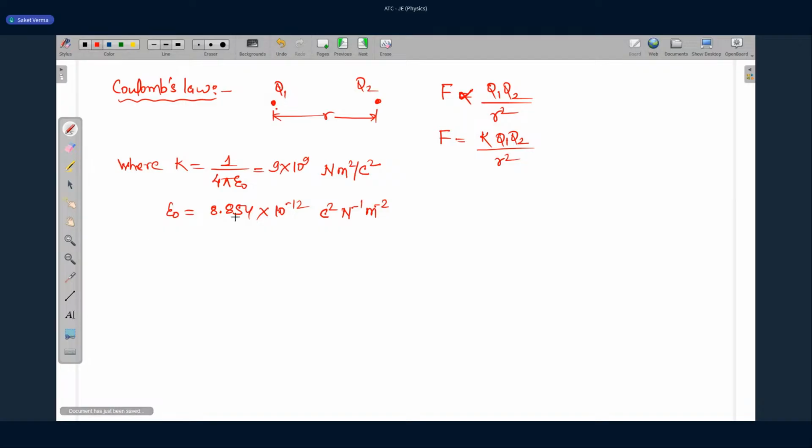This is for free space. Suppose you are writing it for a medium, then in the medium you will have to take the dielectric constant also, that is epsilon r. You can write k is equal to 1 upon 4 pi epsilon naught epsilon r.